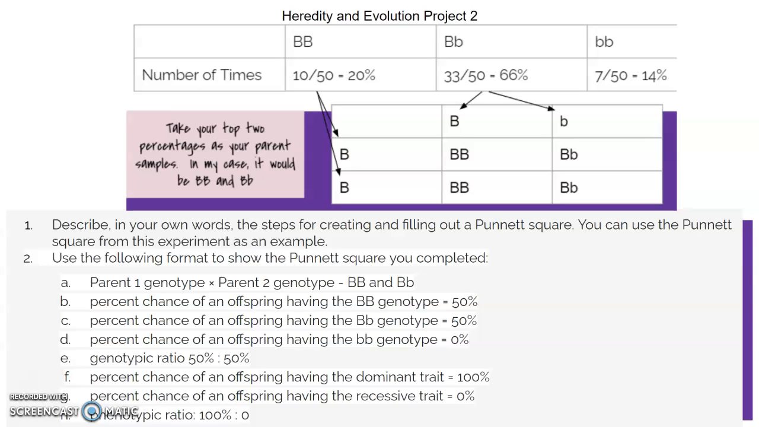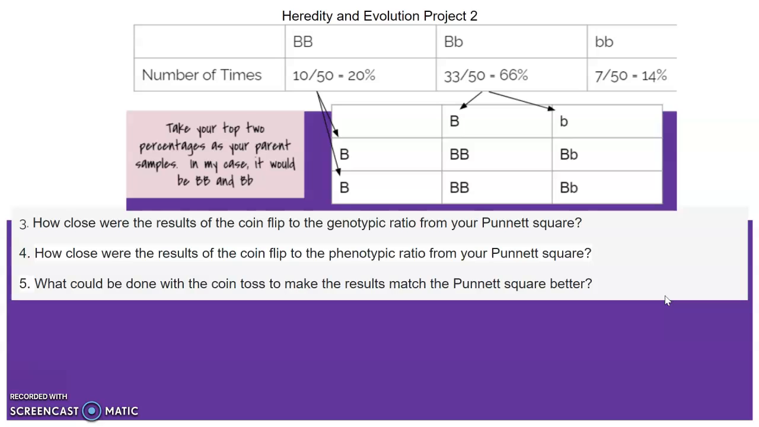For F, the percent of an offspring having the dominant trait is a 100% chance. The percent of them having the recessive trait is a 0% chance. And the phenotypic ratio would be 100 to 0. It's just 100%. Okay. The next part on our lab write-up questions: how close were the results of the coin flip to the genotypic ratio from your Punnett square? So look up at your coin flip results and see how close those numbers were to your genotypic, and then for number 4 to your phenotypic ratio.